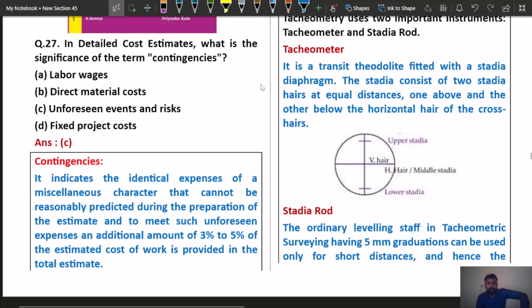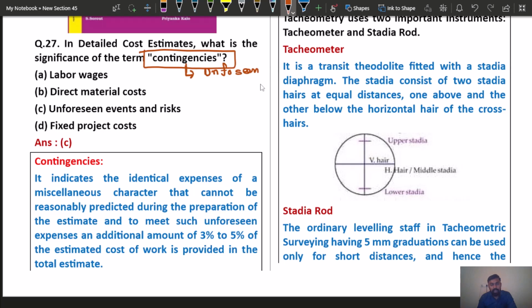In detailed cost estimate, what is the significance of the term contingencies? This question is asking about the contingencies. What is contingencies? Contingency is unforeseen expenditure.